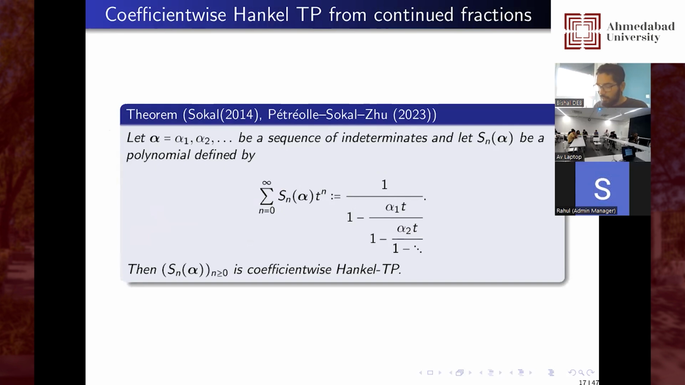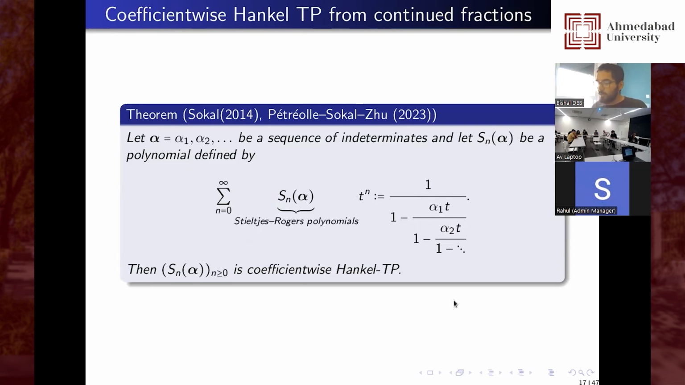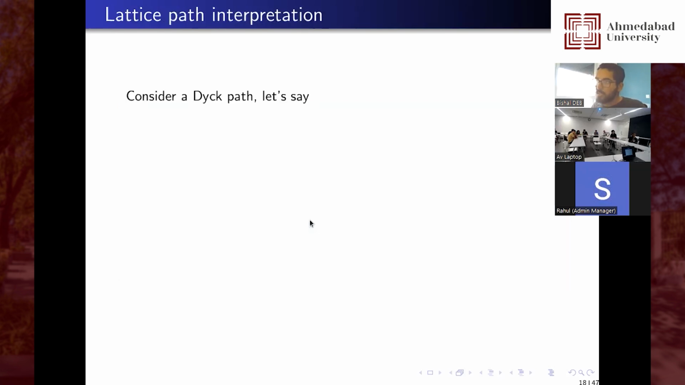So every talk should have a proof. I will give you a sketch of proof for this. By the way, these polynomials are called Stieltjes-Rogers polynomials. The first fact you need to know about them is that these polynomials have a combinatorial interpretation.